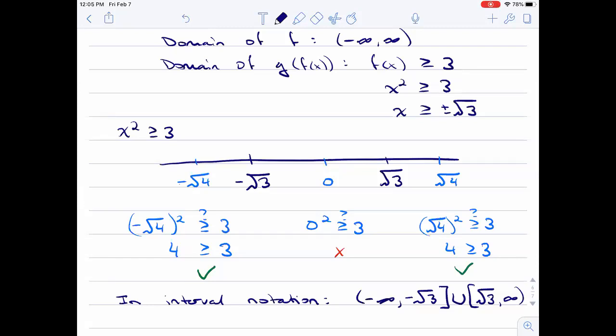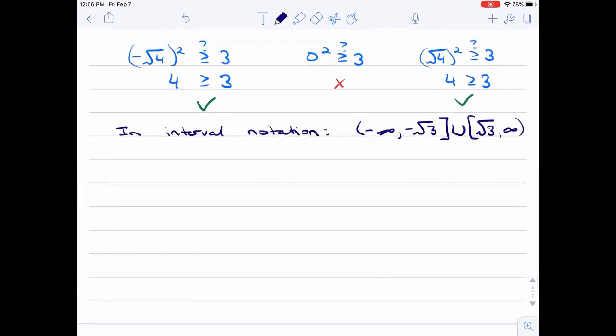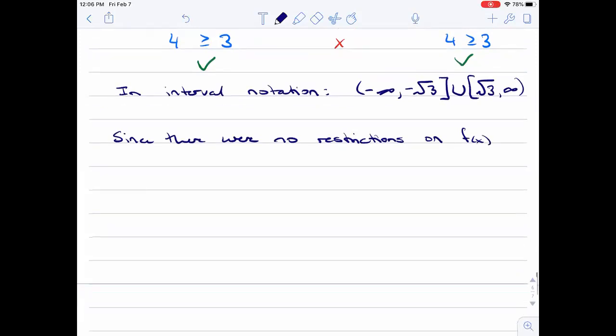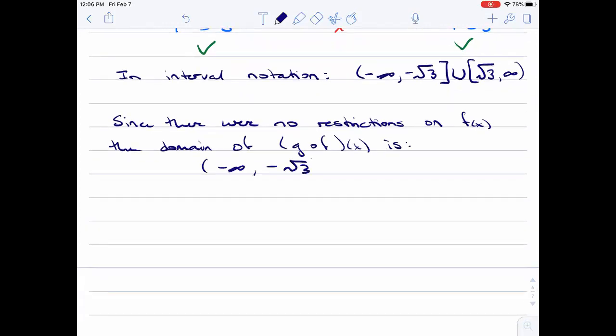Because there were no restrictions on what I can plug into f, the domain of g composed with f of x is negative infinity to negative root 3, square bracket, union, square bracket, root 3 to positive infinity. If there were restrictions on f, you'd have to take the overlap of the two.